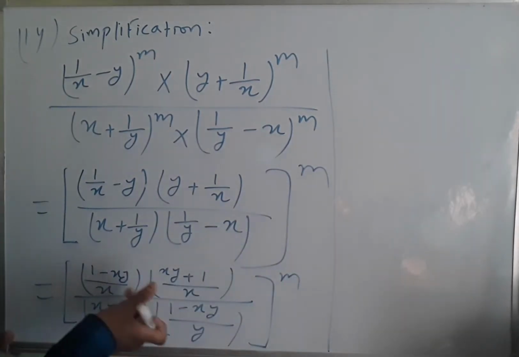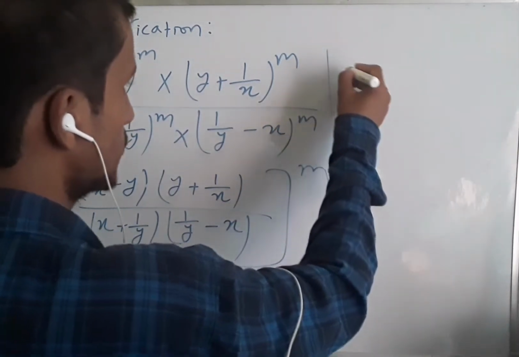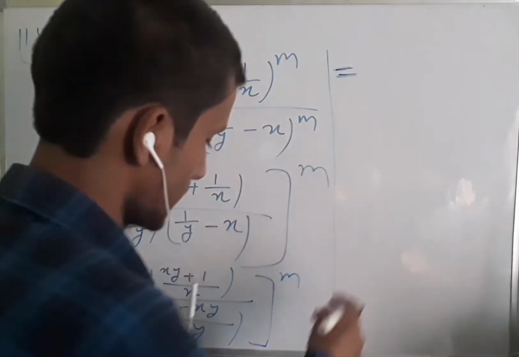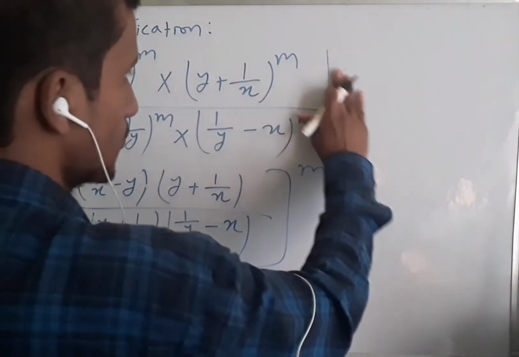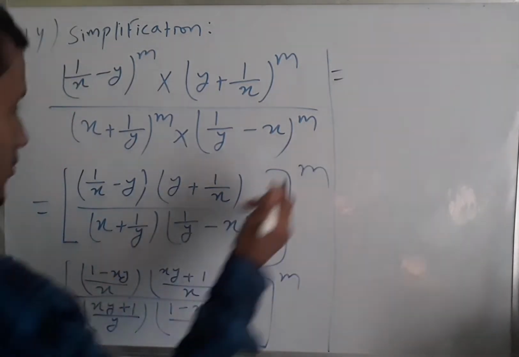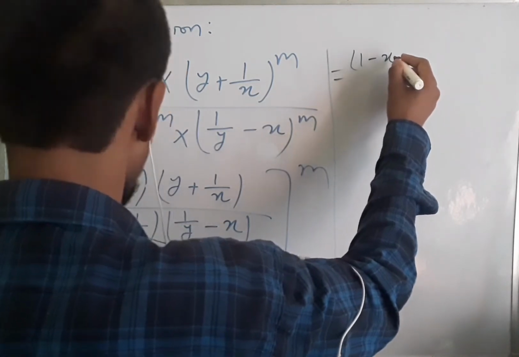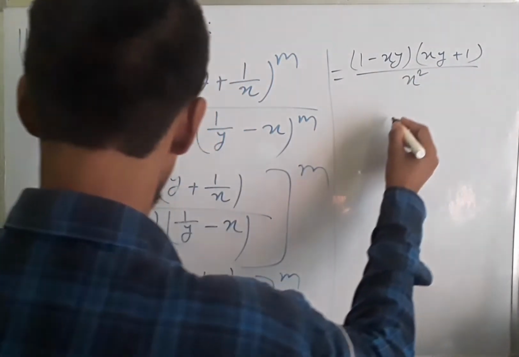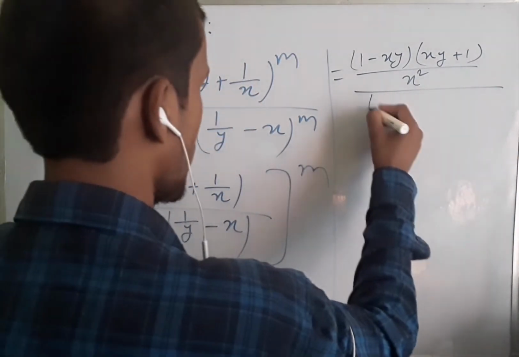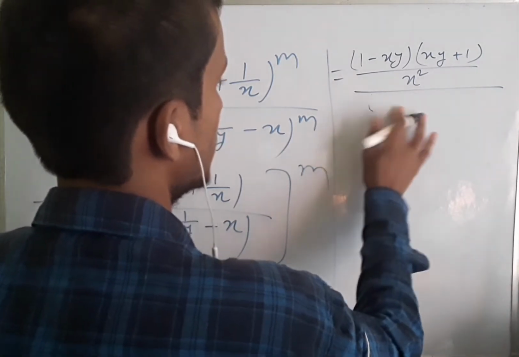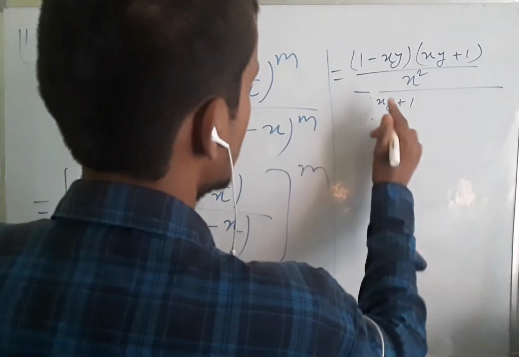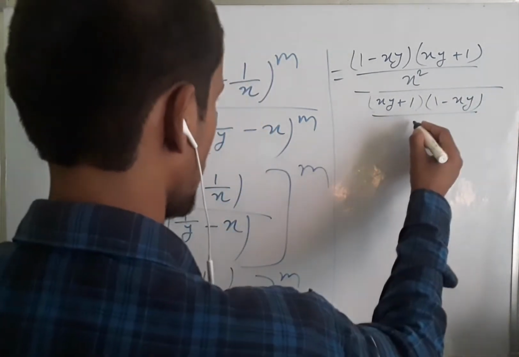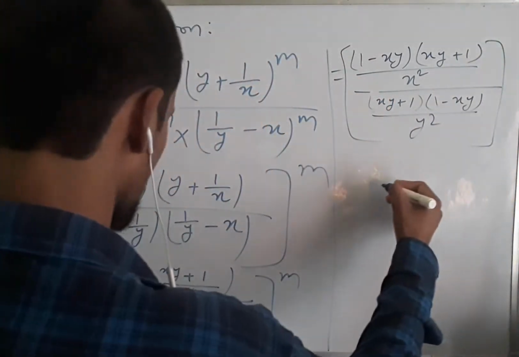Now what are you going to do? We're going to multiply. This will be equal to, I'm going to multiply it, so this will be 1 minus xy times xy plus 1 divided by x squared, and this whole divided by, again the same thing, xy plus 1 times 1 minus xy, this divided by y squared, this whole to its power m. I hope it is visible in the camera.